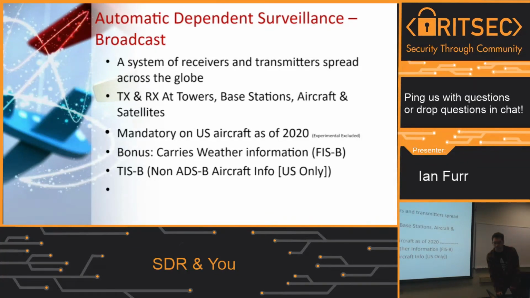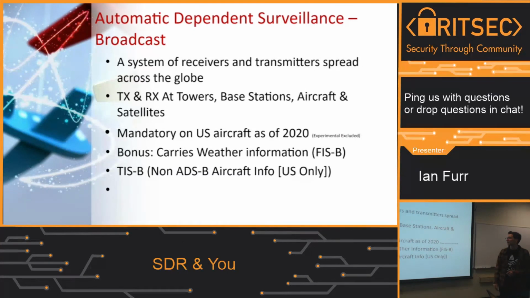So starting 17 days ago, you had to have this on your plane if you were in the majority of aviation. There are some exceptions carved out for experimentals and planes that only meet certain criteria, but you're not going to see that too commonly. As a bonus, it carries weather information, which is FISB. That's flight information. So that tells the aircraft, hey, there's going to be a big storm up on the path. You might want to route around that.